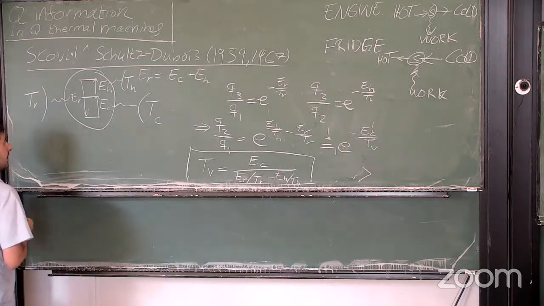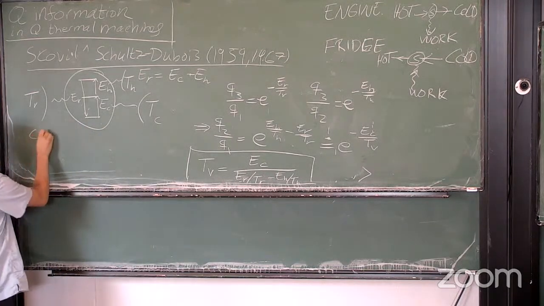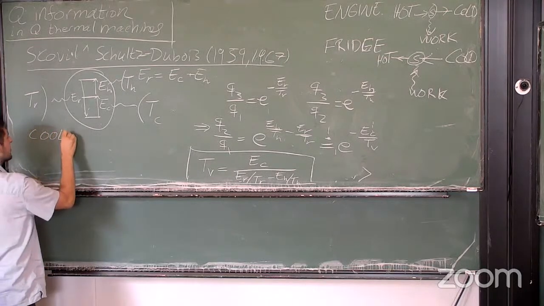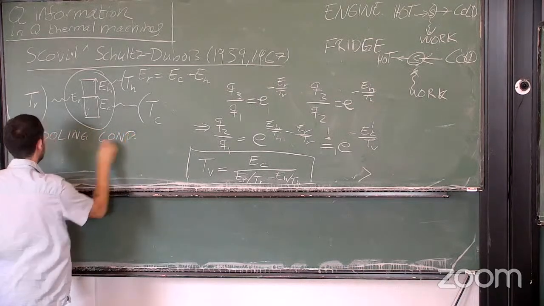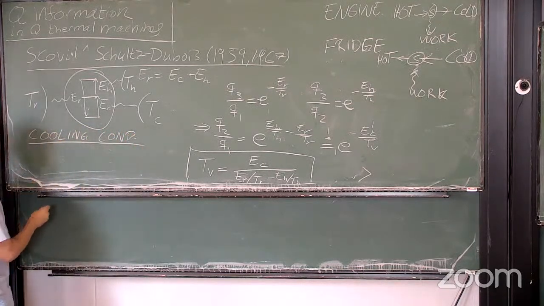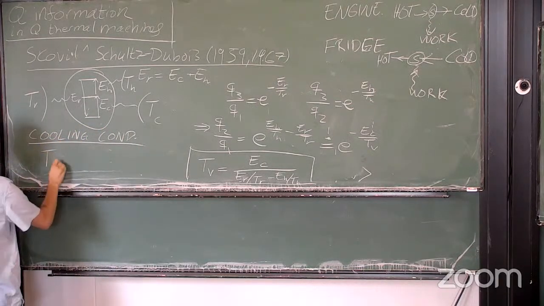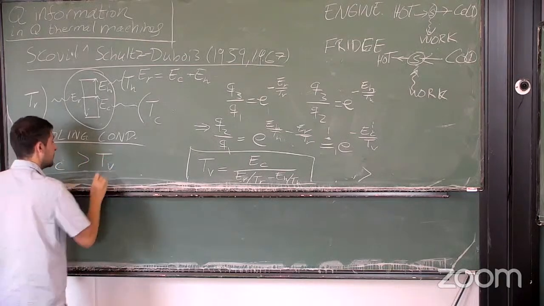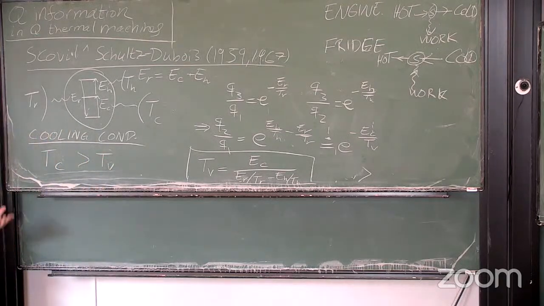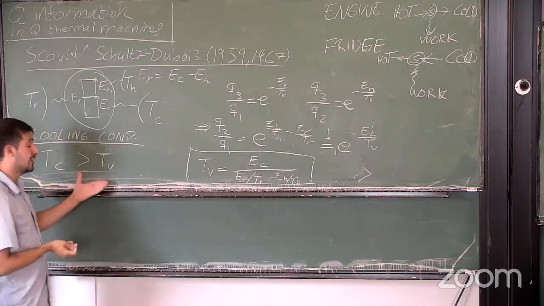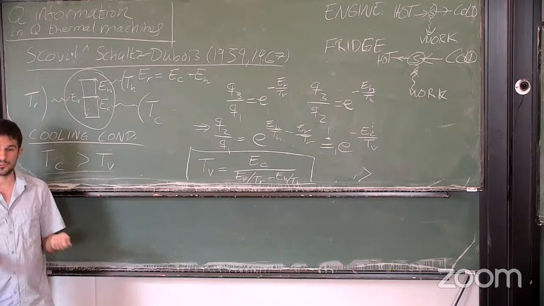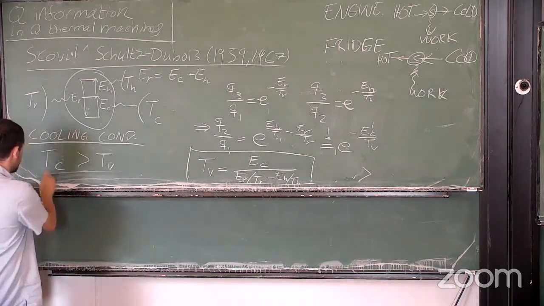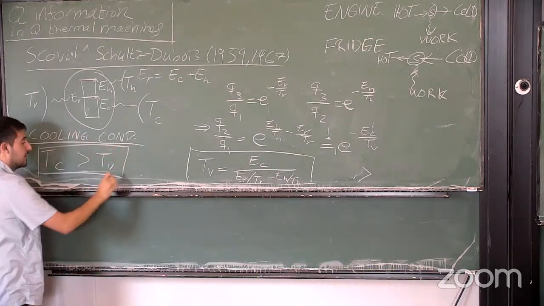Indeed, the cooling condition for this system would just be that the temperature of the cold system is hotter than the virtual temperature. Because then by the second law, heat will flow from the cold one into this effective virtual bath that doesn't really exist, and thus you will achieve cooling. So this is what you need in order to make your machine work as a refrigerator.